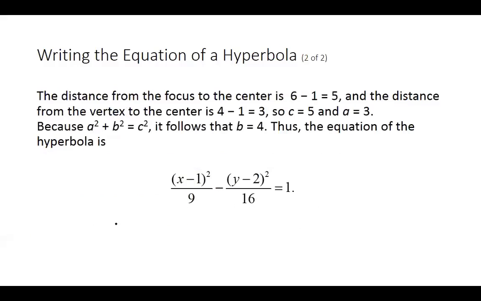The distance from the focus to the center is 6 minus 1, which is equal to 5. And the distance from the vertex to the center is 4 minus 1, which is equal to 3. So c is equal to 5, a is equal to 3. a squared plus b squared is equal to c squared. We can use that formula to find all these values. So b would be equal to 4. So we have our equation as follows.